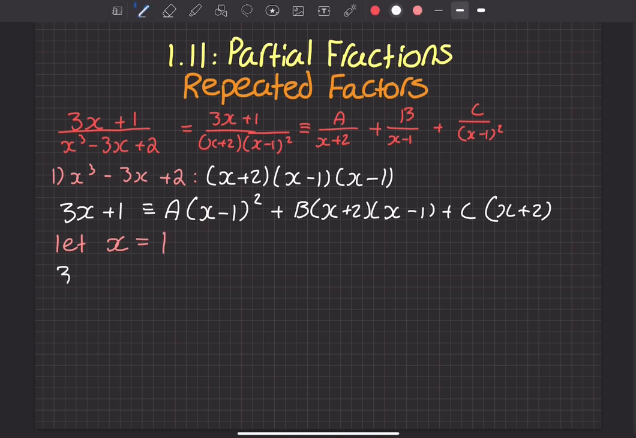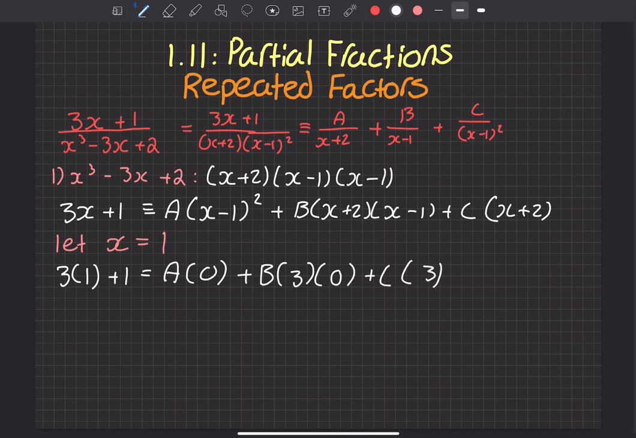And we put x equal 1, so we have 3 multiplied by 1 plus 1 equal a multiplied by 1 minus 1 would be 0, plus b, 1 plus 2 is 3, 1 minus 1 is 0, plus c multiplied by 3, right? And what we have left is 3 plus 1 equal 3 times c. 4 equals 3 times c. And now we have c equals 3 over 4, right? So that's how we would, sorry, not 3 over 4, 4 over 3. So that's how we'd find c. And we can go here and we can just put c as 4 over 3, right?